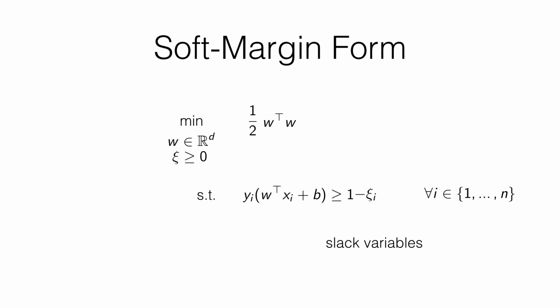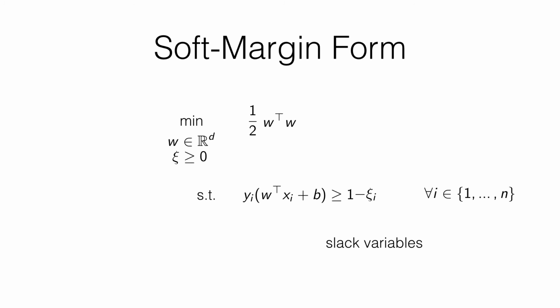So the slack variables go from 0 to infinity. If psi i is equal to 0, then it's like the original constraint, and you just need to make sure that it's actually classified correctly by at least 1.